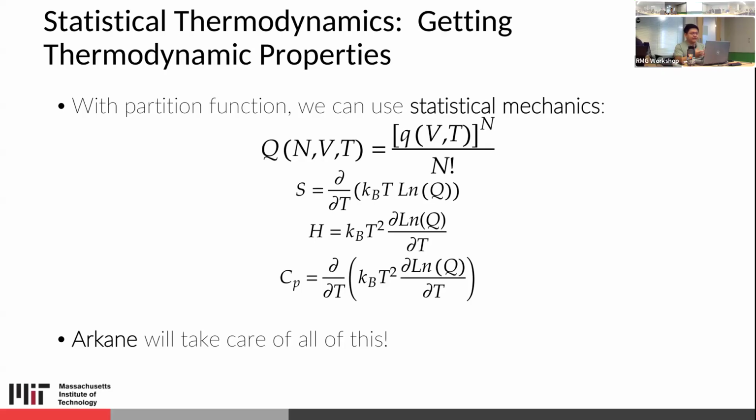Once you compute that for the molecular partition function, you can also get the system partition function. And from there, it's really easy to use statistical mechanics to get the properties like entropy, enthalpy, and heat capacity that we need for RMG. The great thing is that we don't have to worry about this. Arkane will take care of it for you. And so that's one really nice thing about the software.